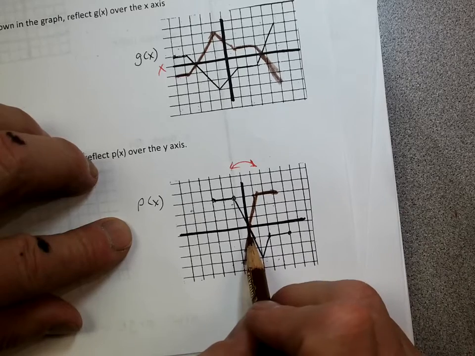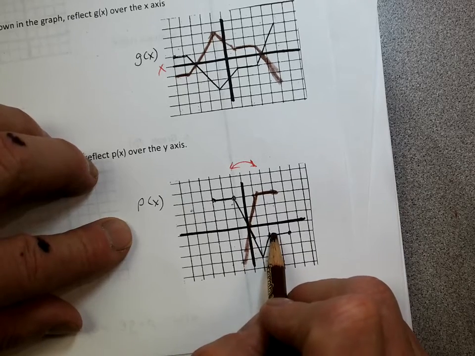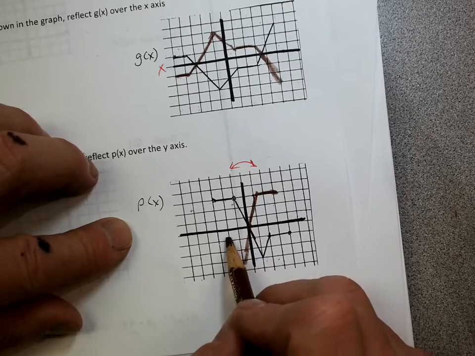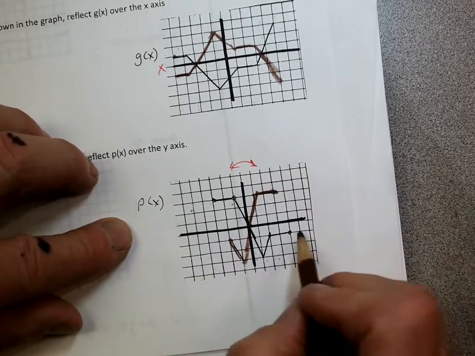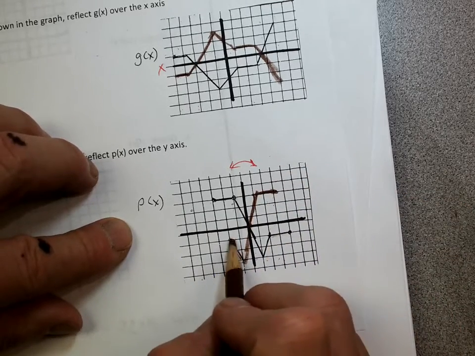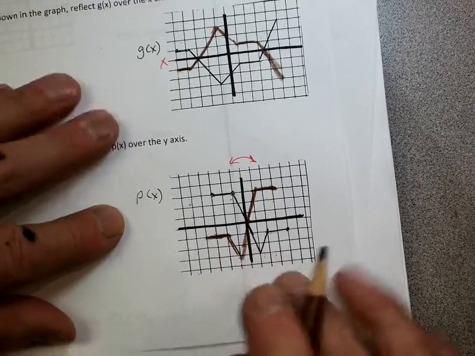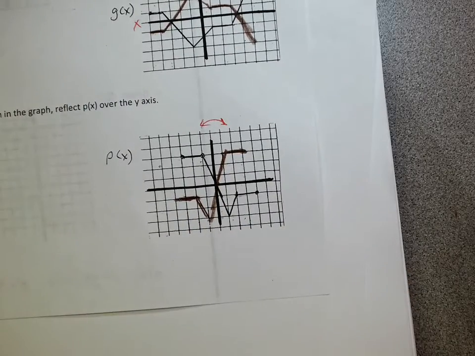Okay, this point is over 2, so I'll reflect it. So going over 1, 2, I'll go back 1, 2. And then I will go 1, 2 like that. Right, do you see my reflection? So I'm just doing the opposite.